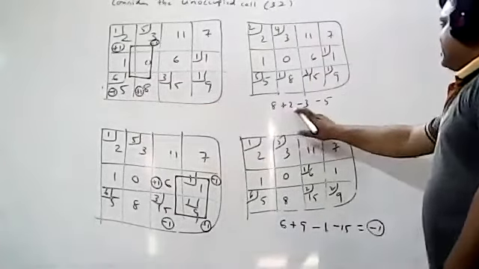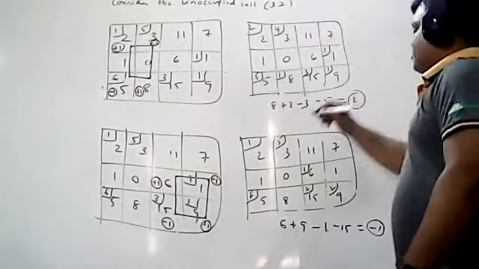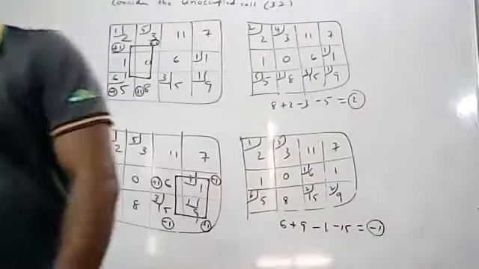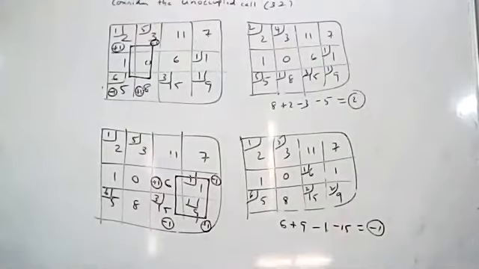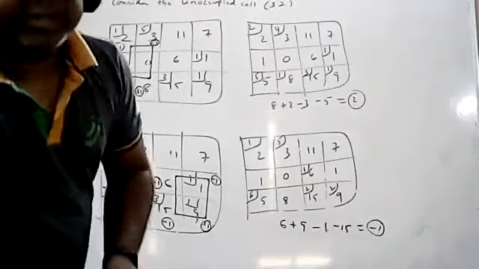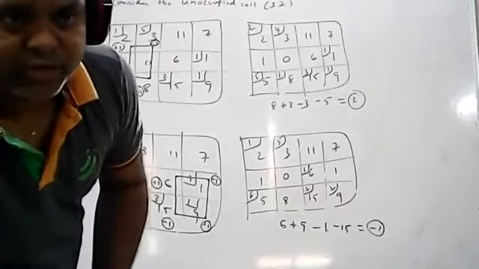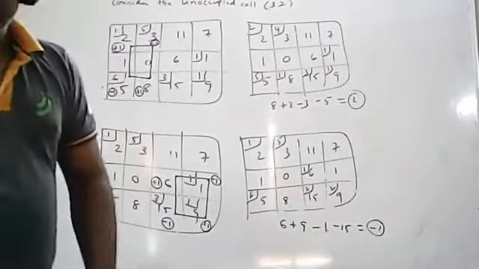That means what is the value you are getting? 10 - 8, 10 - 8 means 2. It is also increasing. Now we have completed all the unoccupied cells. I hope you understood how we have completed all the unoccupied cells.